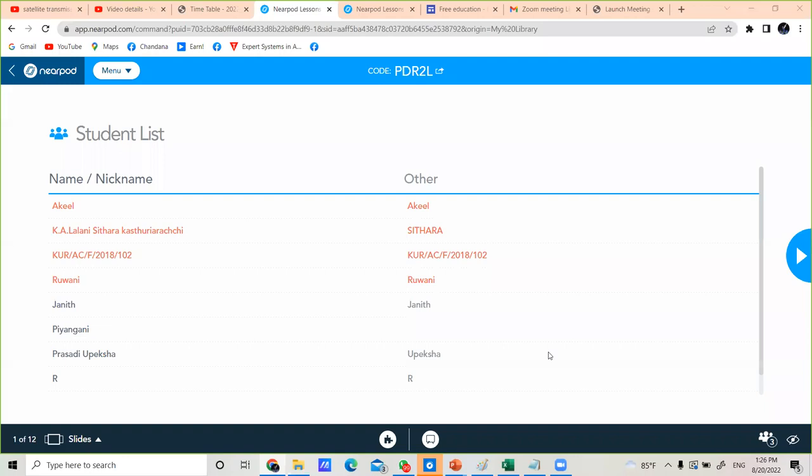A student asked about the join code. Oh, excuse me, sir.